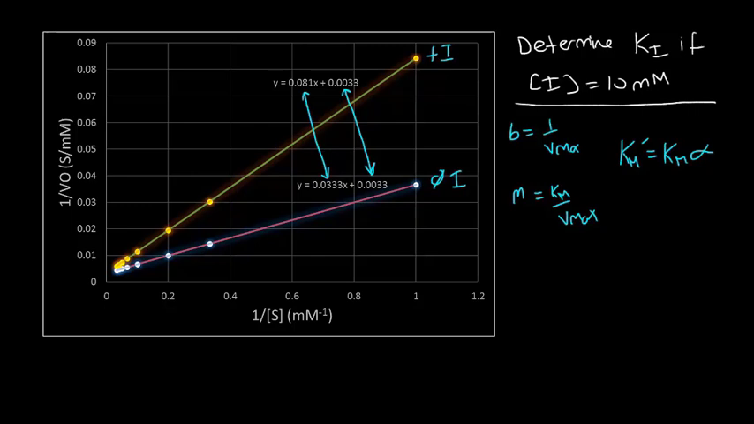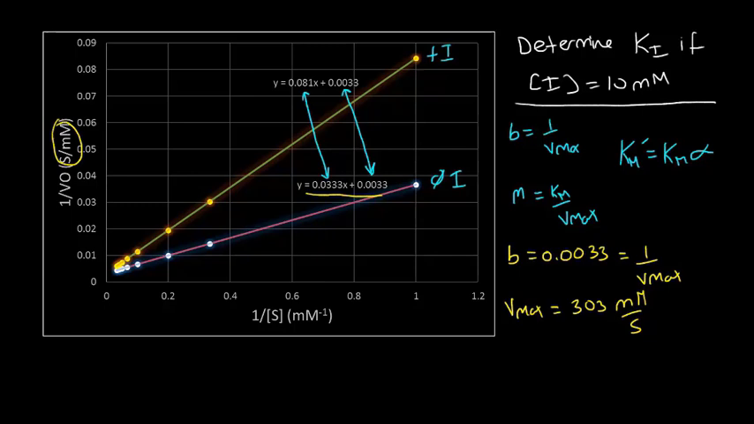no inhibitor present. So then our task now is to use this experimental data and figure out Km and Km prime. Okay, let's start with the uninhibited reaction here. My y-intercept is equal to 0.0033, and this equals 1 over Vmax. So Vmax must be equal to 303, and this unit is millimolar per second. And I know that because that's the unit of my initial velocity.